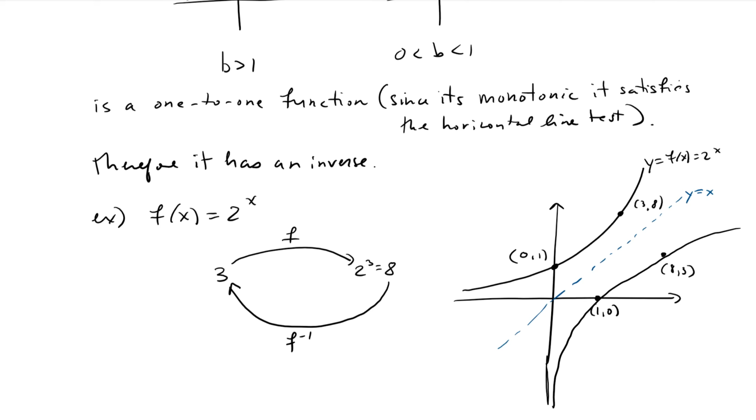The other thing that's interesting to notice is that for y equals 2 to the x, the x-axis is a horizontal asymptote. And by reflecting that asymptote across the line y equals x, we get the y-axis, which is going to be an asymptote for our inverse function, but it's a vertical asymptote. So this is y equals f inverse of x.